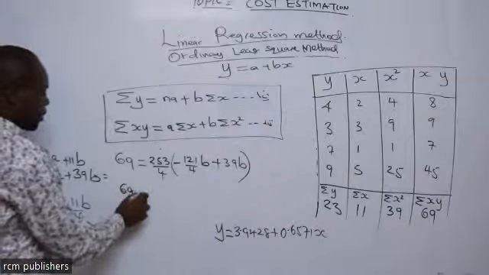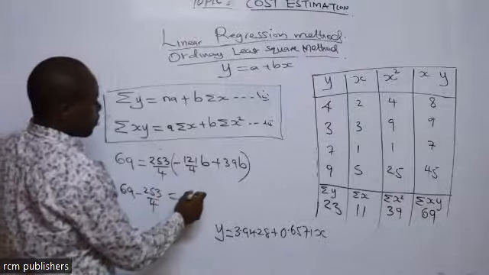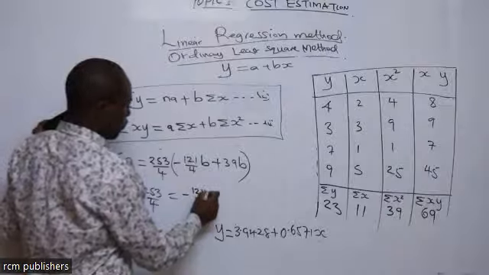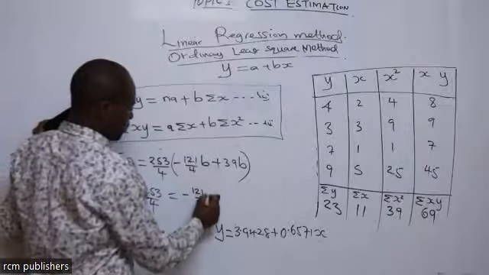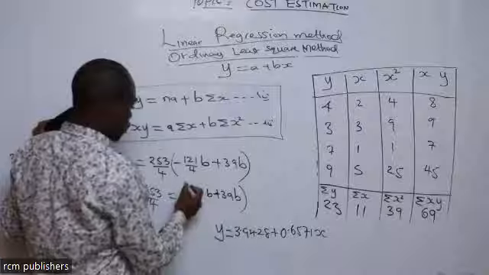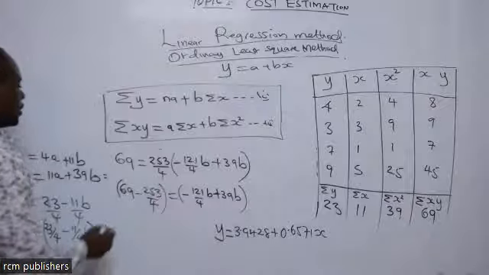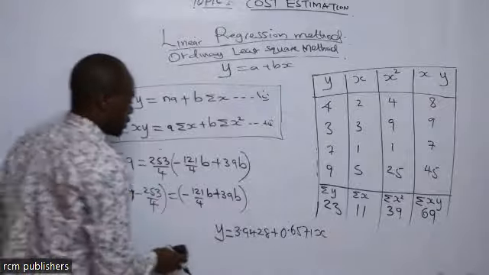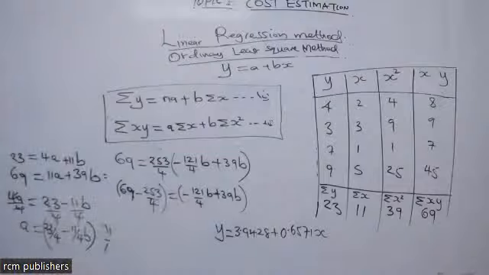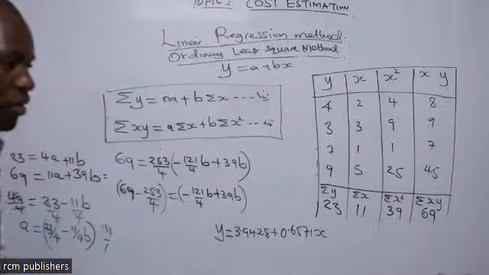So 69 minus 253 over 4 is equivalent to minus 121 over 4 B plus 39B. All these when we deal with them, what do we get? Somebody not to let us down. What are we getting?